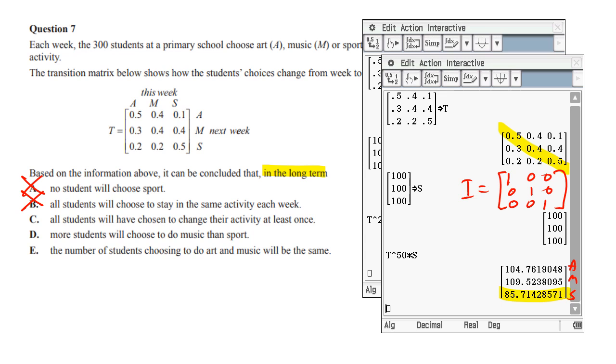Now, C says that all students will have chosen to change their activity at least once. There's no evidence for that. What it's saying on that leading diagonal is that half the students stay in art. So lots of people stay in art. You could have one student out of your 105 here who just stays there in art every week. There's nothing in the maths that says that's true, but you might not be as confident or clear in understanding that.